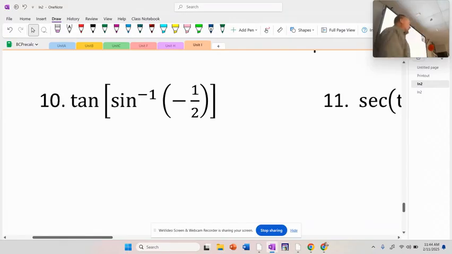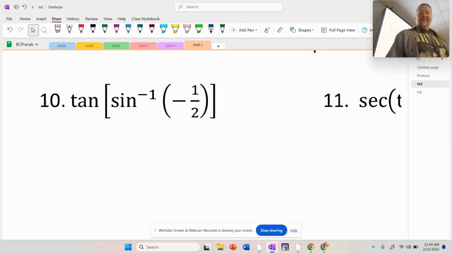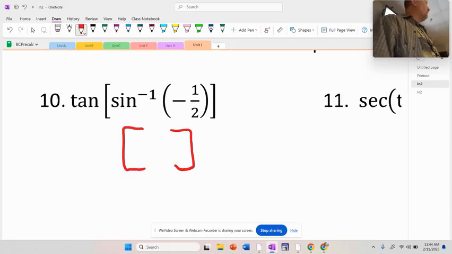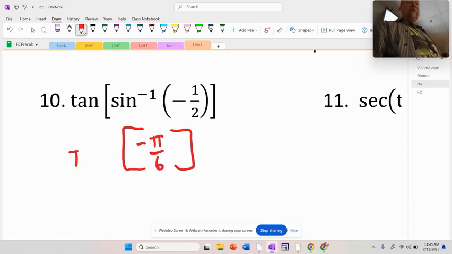Okay, I love these combo questions. Okay, so first of all, what's the inverse sine of that? Sine of what angle measures 1/2? 30, in which quadrant? Which quadrant must this come from? 4. So what's the 30 in quadrant 4? Negative pi over 6. And then you tan it.